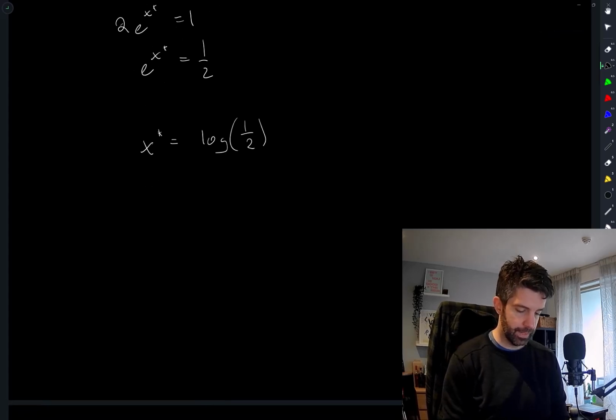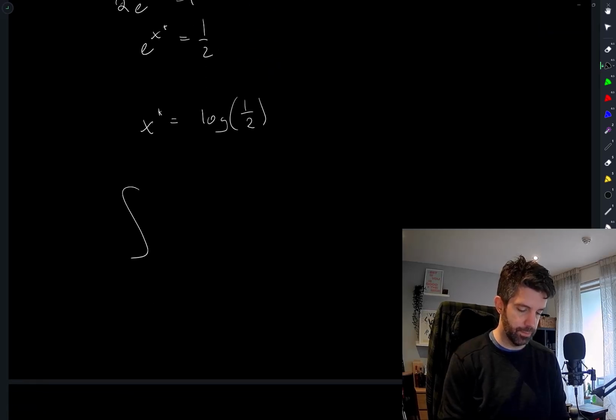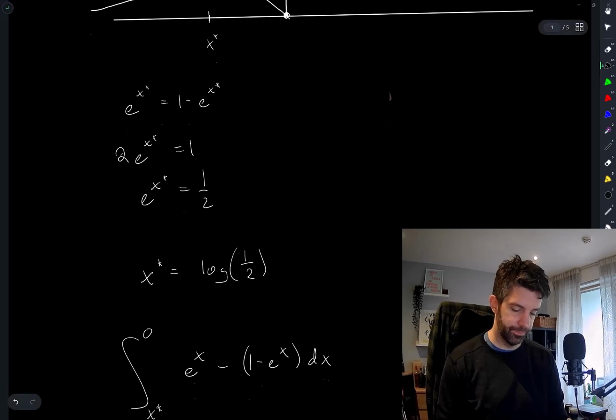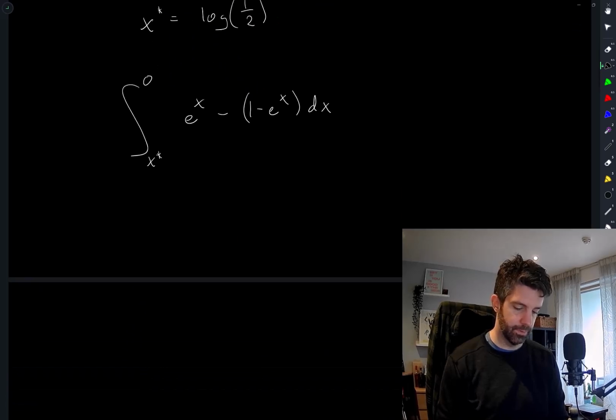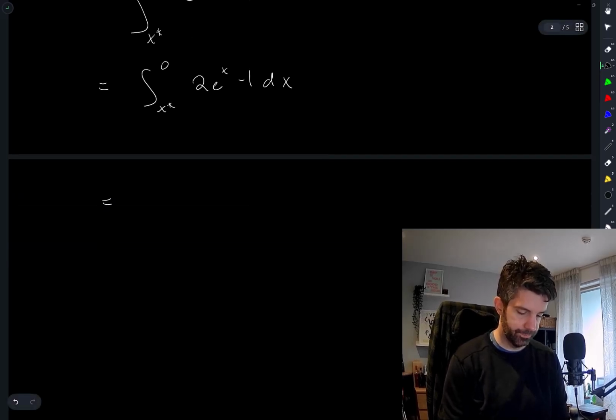And so in order to compute this area, we're going to integrate from x star to 0 of e to the x minus (1 minus e to the x) dx. Okay. So this is an integral from x star to 0 of 2 e to the x minus 1 dx, which is 2 e to the x minus x, evaluated at these points.